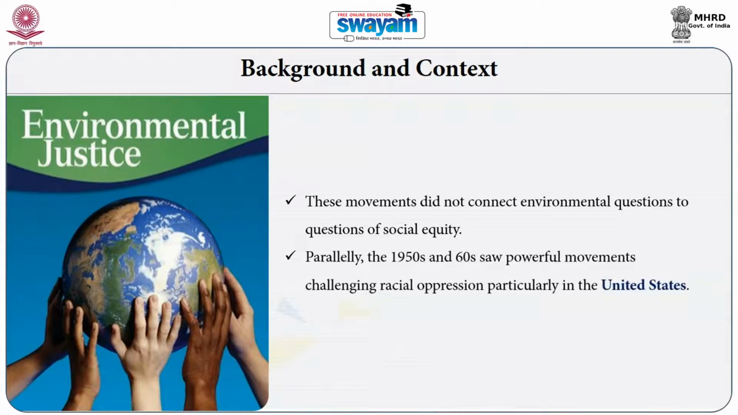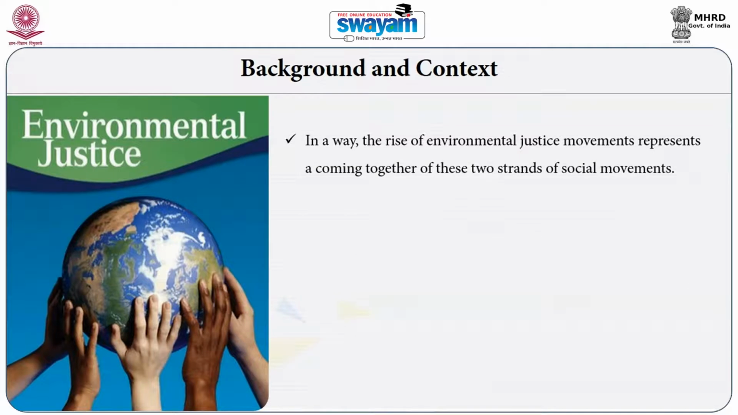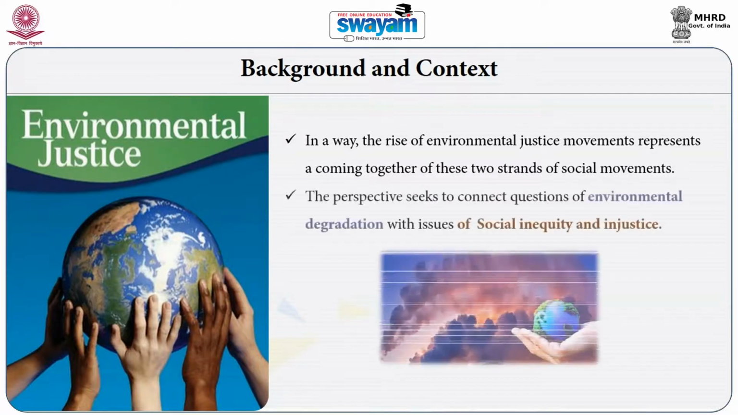Parallelly, the 1950s and 60s saw powerful movements challenging racial oppression, particularly in the United States. In a way, the rise of environmental justice movements represents a coming together of these two strands of social movements. The perspective seeks to connect questions of environmental degradation with issues of social inequity and injustice. So for the first time, you had people trying to link up the question of social inequality, of social injustice, with the question of environmental protection. And it is in this single fact that most of the importance of environmental justice as a paradigm lies.